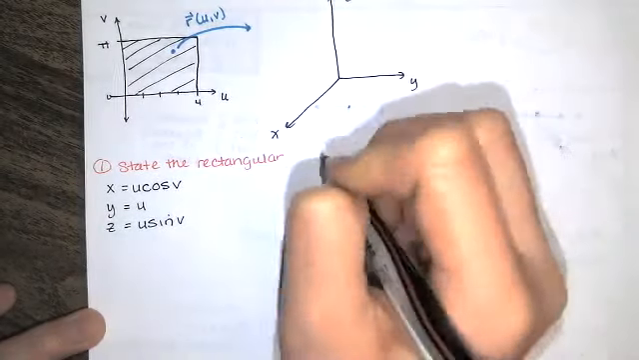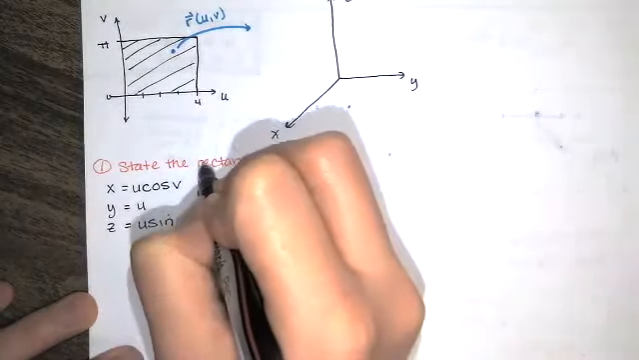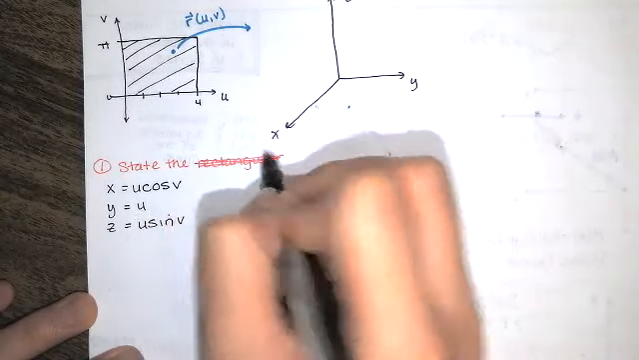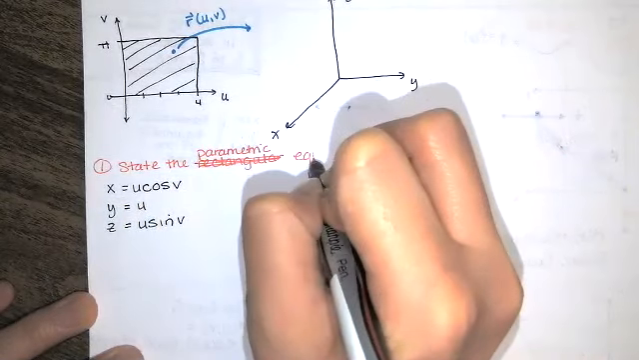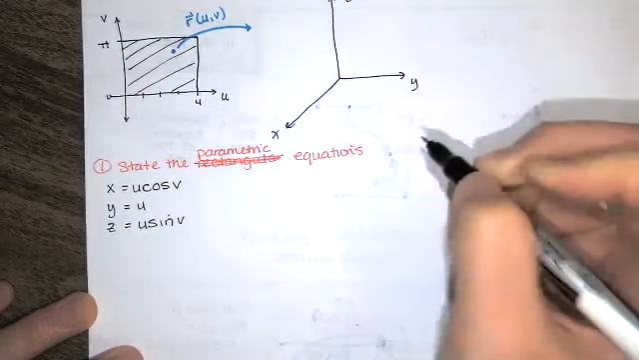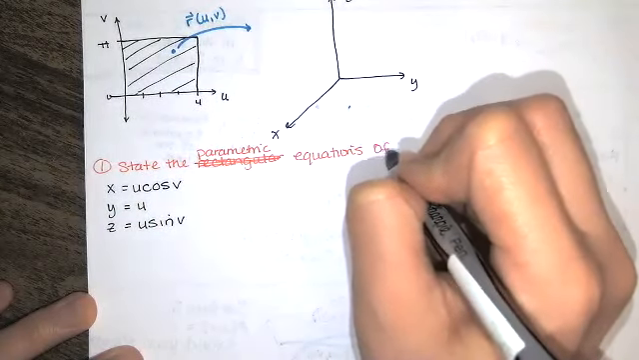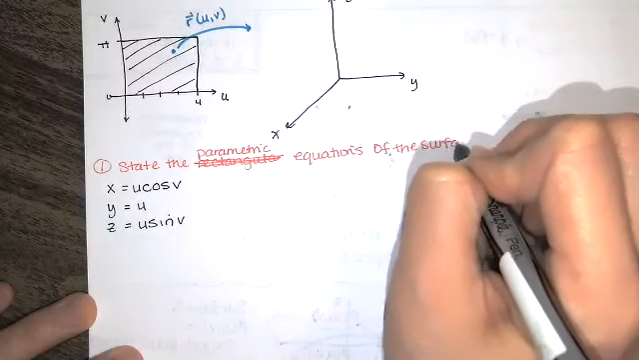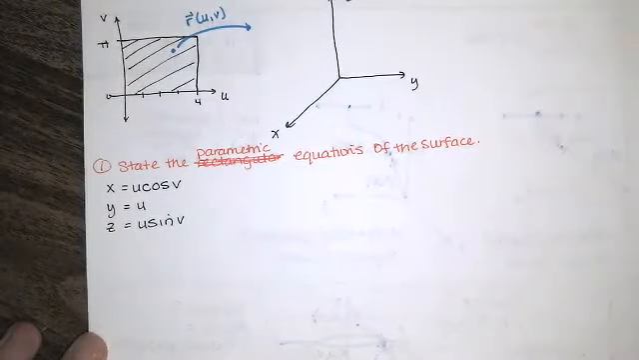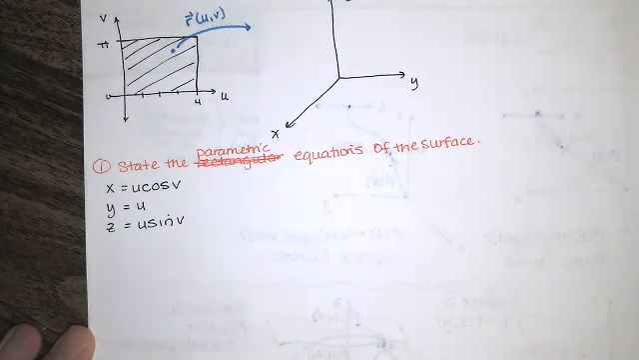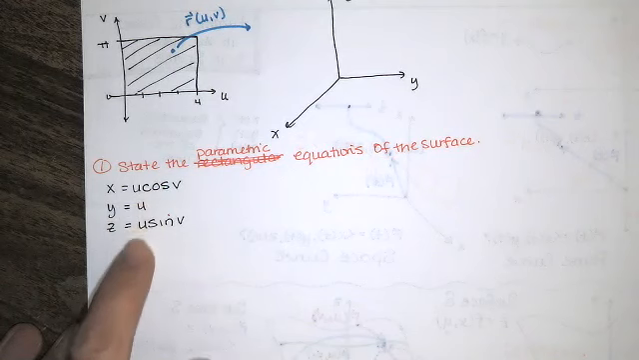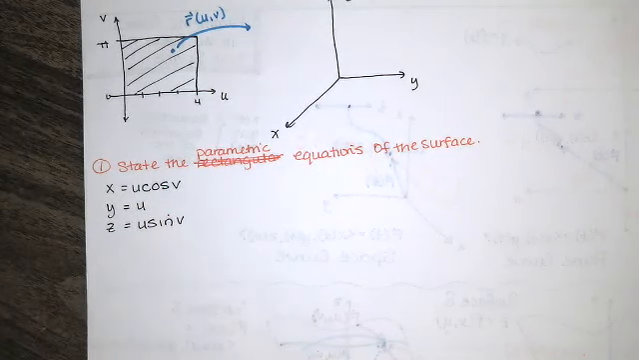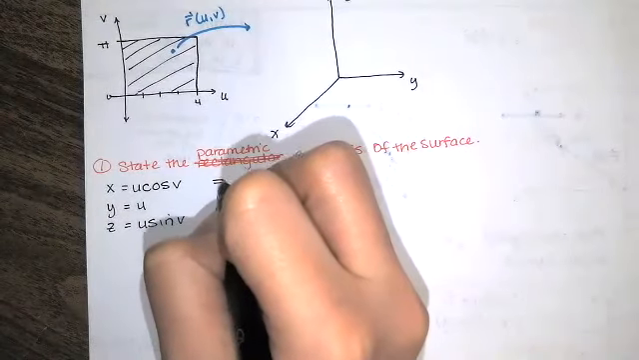What I'm doing right now is stating the parametric equations for the surface. And now your goal is to eliminate the parameters u and v, usually one at a time. Now, the first thing I notice is that y is equal to u, and x has a u in it and z has a u in it. So if you want, you could immediately substitute.